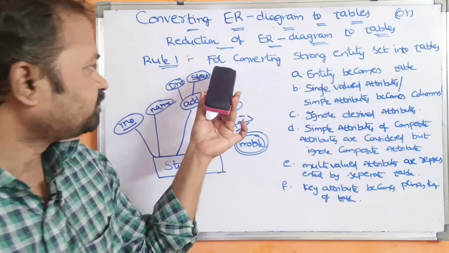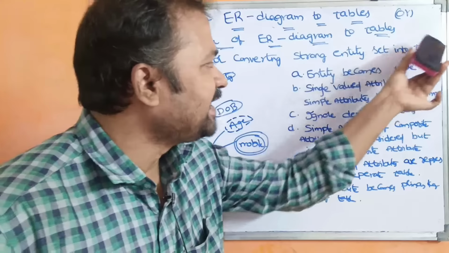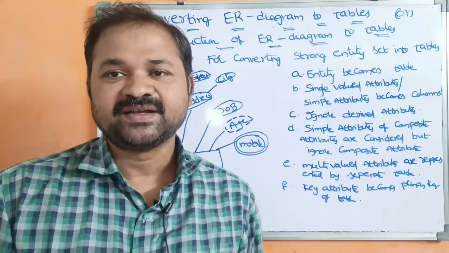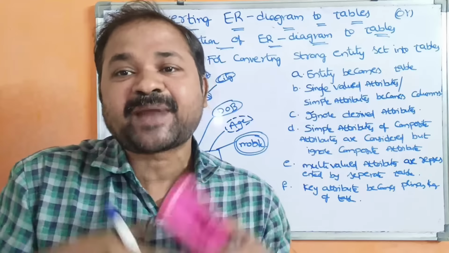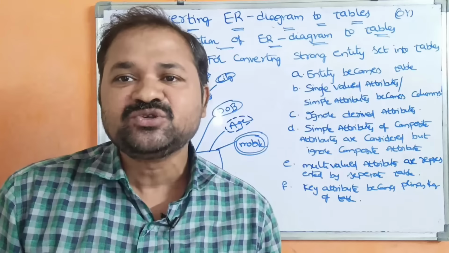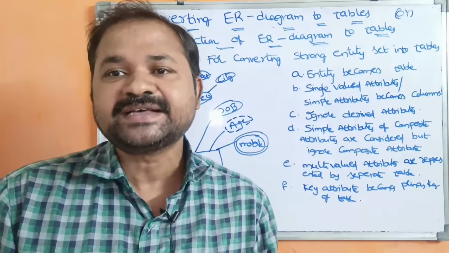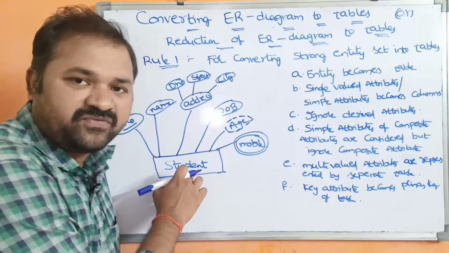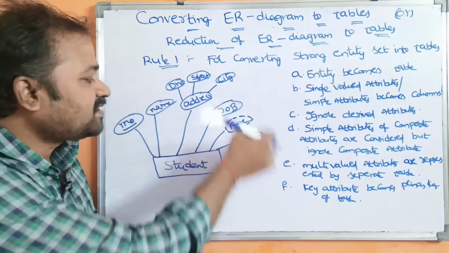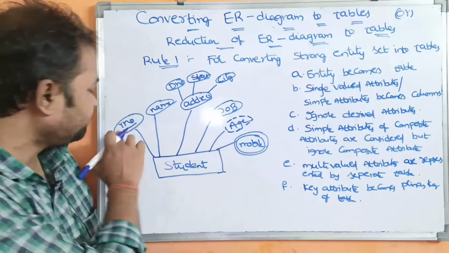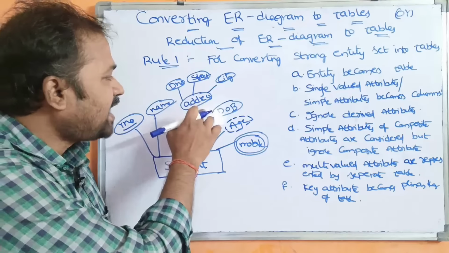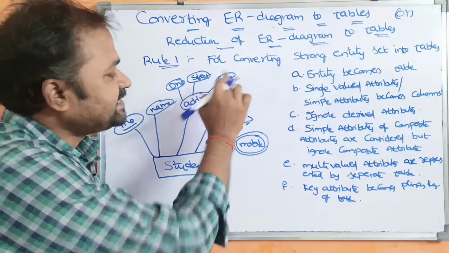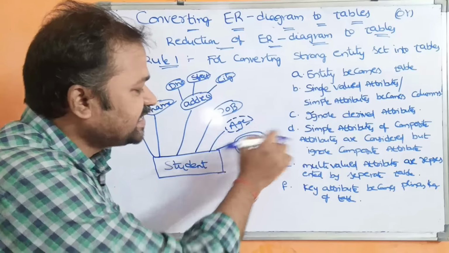Let us see the first rule. For converting a strong entity set into a table, we know what a strong entity set is. If an entity has a primary key, a key field, then it is called a strong entity set. Let us see this example. Here we have the student entity, and these are its attributes: roll number, name, address, which has door number, street, city, then date of birth, age and mobile.